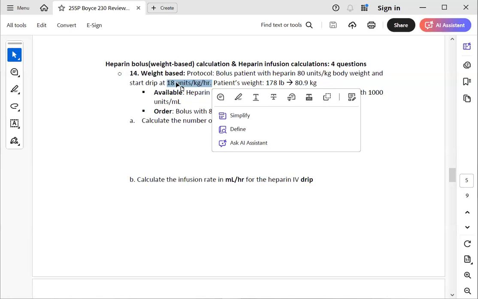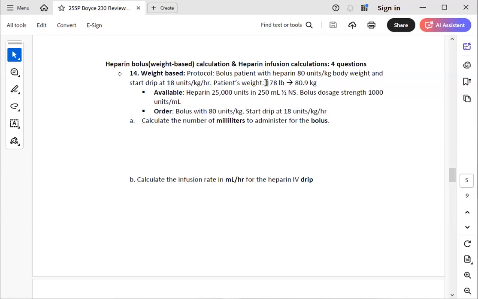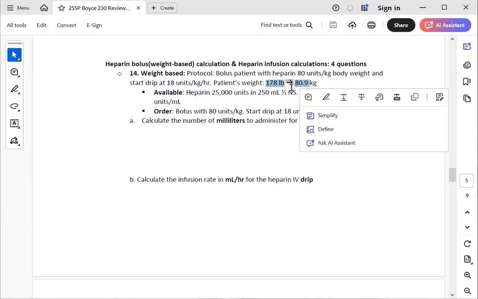Drops just means you're specifically using a tubing that does drops. If you're just doing an IV and it's dripping in, you're technically doing an IV drip. That's not necessarily tubing involved, but I think that's just more nuanced. And it tells you the patient's weight, which is 178 pounds, and you're going to convert that to kilograms.